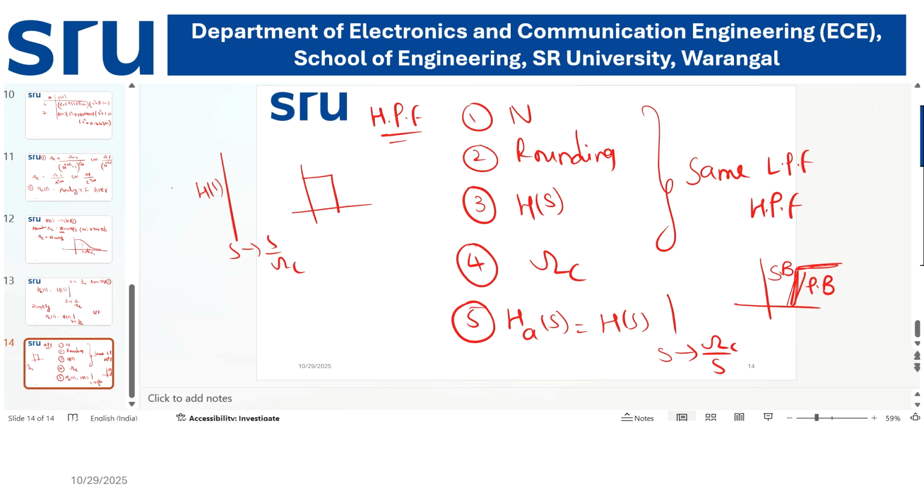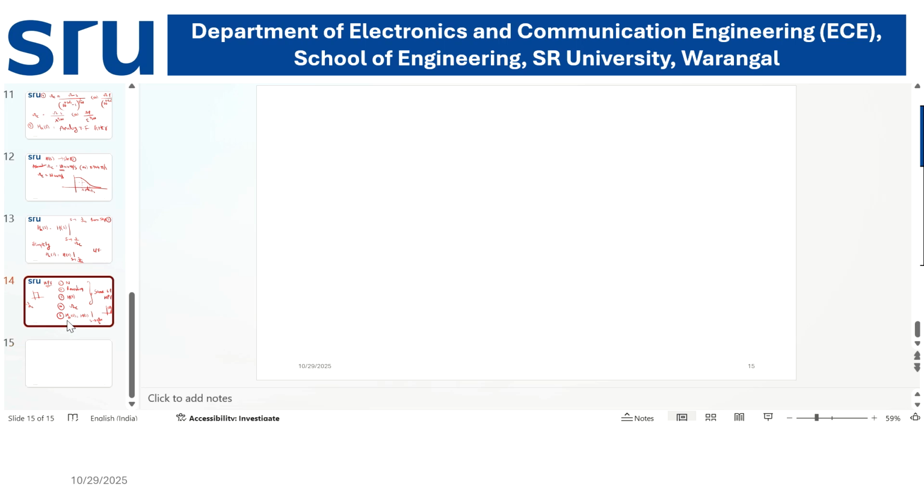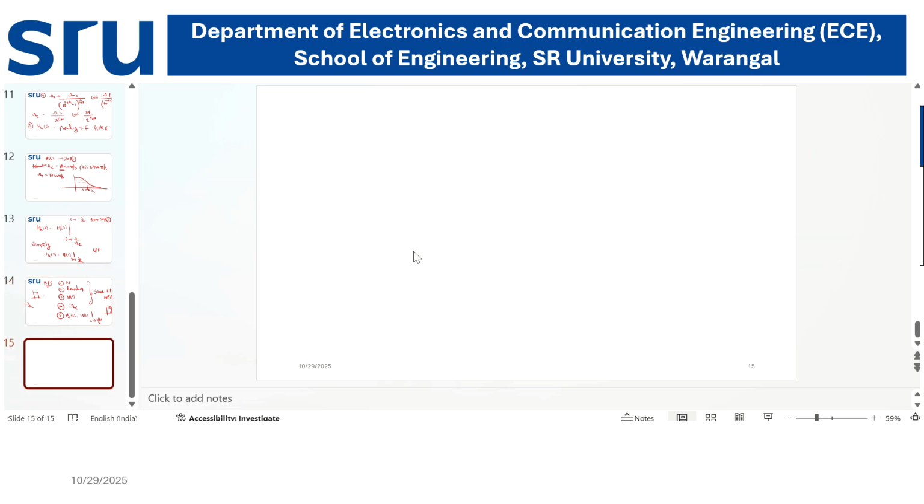Now in the next class we will take one more design process. So by using the same design process, we will see how to make the characteristics. So suppose, as an example, if I consider this example, we will solve it in the next class.